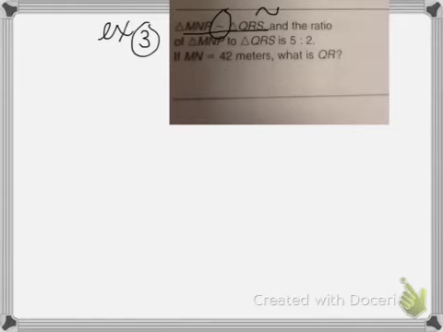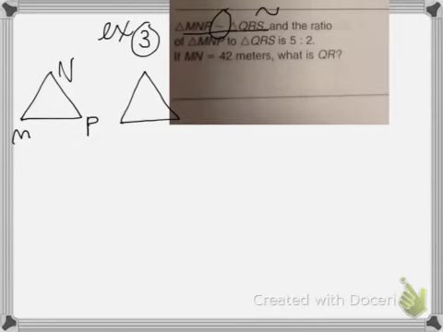So if we're comparing triangle MNP to QRS, let's draw it real quick so we can kind of get a feel for what goes where. Try to orient them in the correct location, matching your letters. So I'm going to put Q where M is, R where N is, and S where P is, because that's the way they listed it in the similarity statement right up here, okay? And the ratio is 5:2. From this triangle to that triangle is 5:2.